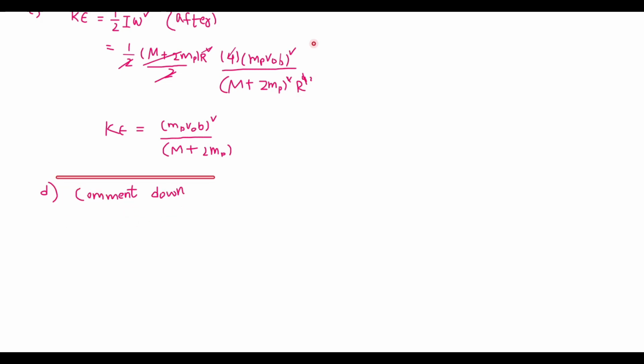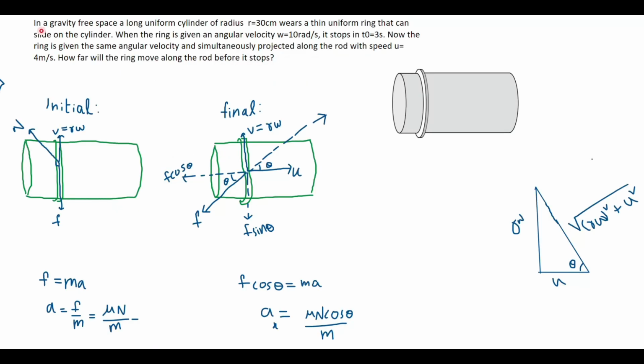All right. So in the second question, basically I took this problem from the Pathfinder NLM chapter. In this question, in a gravity free place, a long cylinder of radius 30 centimeters wears a thin uniform ring that can slide on the cylinder. When the ring is given an angular velocity omega equal to 10 radians per second, it stops in t naught equal to 3 seconds. Now the ring is given the same angular velocity and simultaneously projected along the rod with speed u equal to 4 meter per second. How far will the ring move along the rod before it stops?